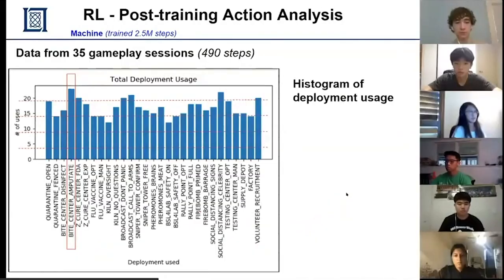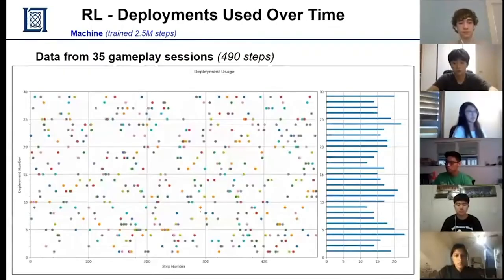Here we can see which deployments that the agent likes to use. We let it play 35 times and plotted a histogram of its actions. In practicality, this can help us determine which actions are generally helpful and which ones are not. But more interestingly, in the next visualization, we can see exactly when it used a particular deployment during each step of the games it played.